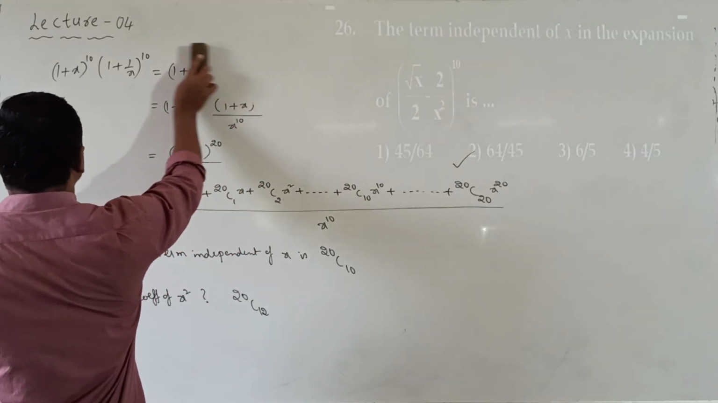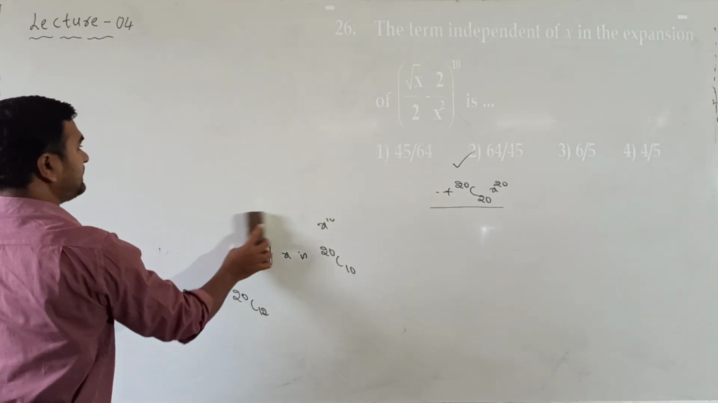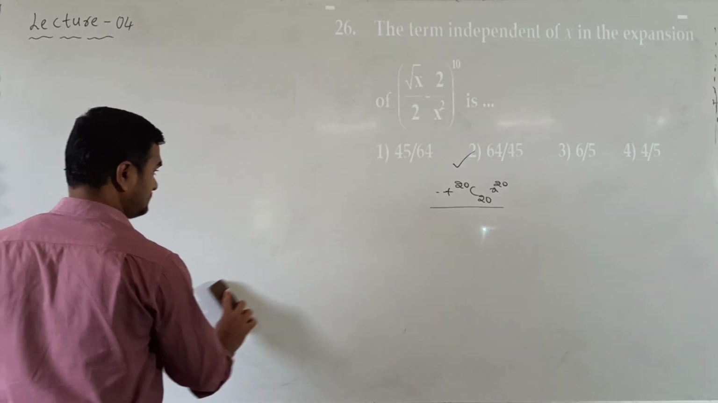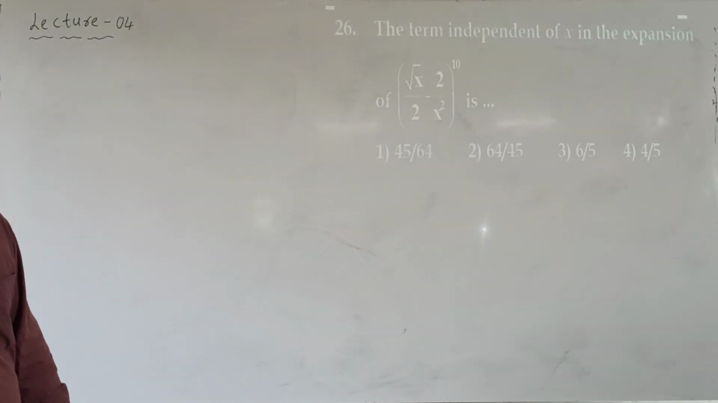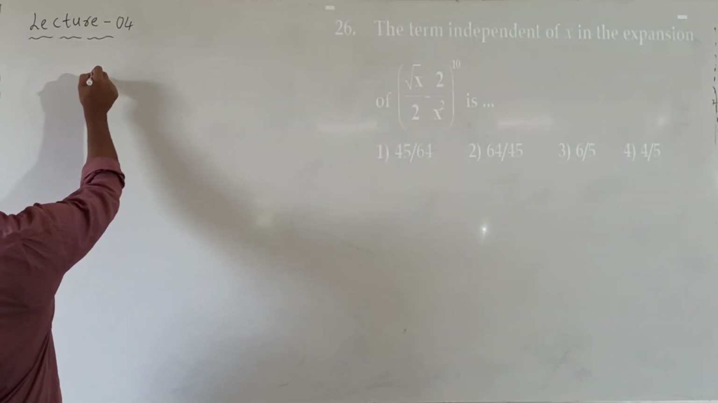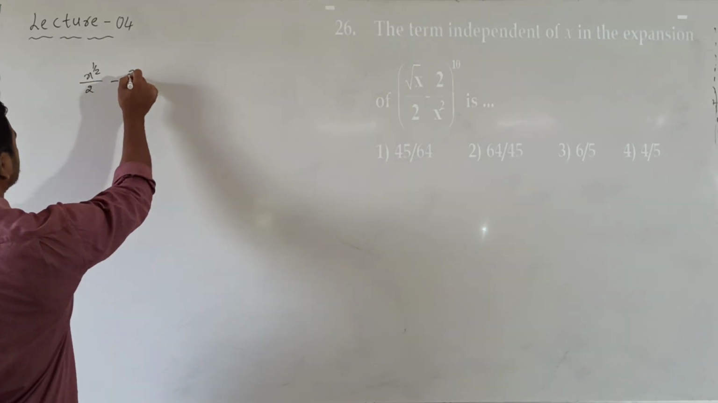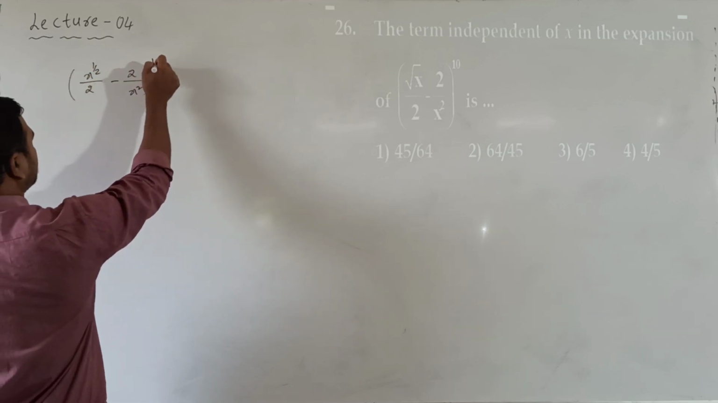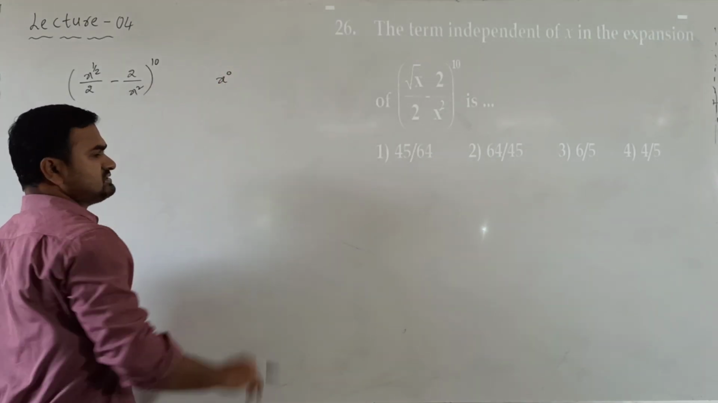The term independent of x in the expansion (root x by 2 minus 2 by x square) whole to the power of 10. So this one is already solved. We need the term independent of x in the expansion of root x by 2, so root x we can write as x power 1 by 2, minus 2 by x square, whole to the power of 10. Now term independent of x means we need x power 0.